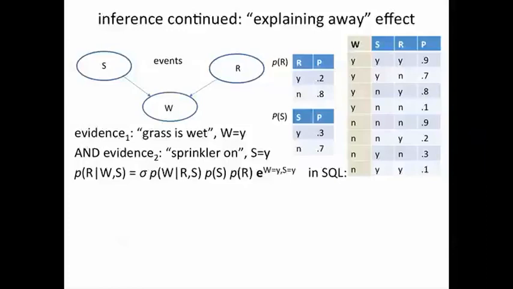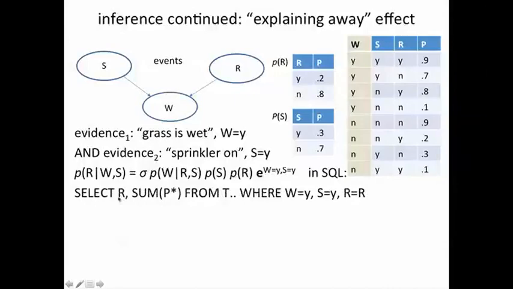The equation is perfectly valid as it is, and executing it in SQL, simply by doing the join with the restriction that W and S are yes, gives us: select R, sum of the products of all the P's from all the tables, where W is yes, S is yes, and now the only common variable is R, since S is yes is being restricted, and then we group by R.